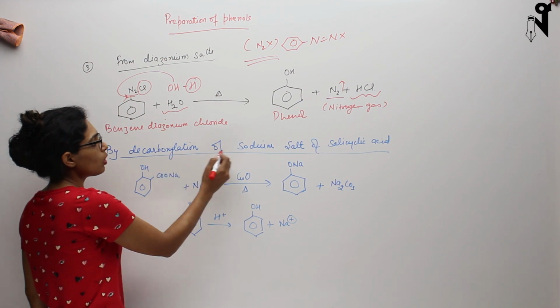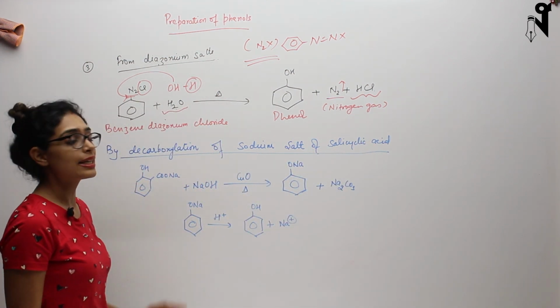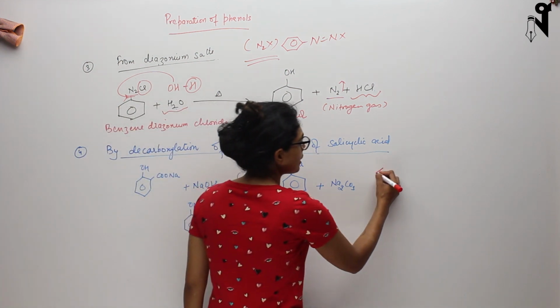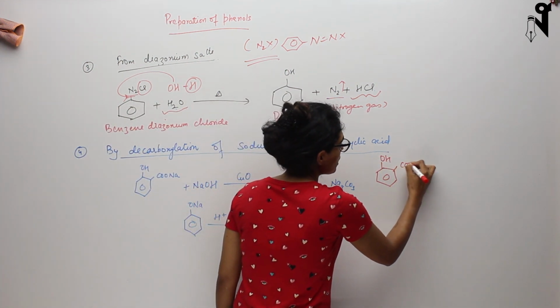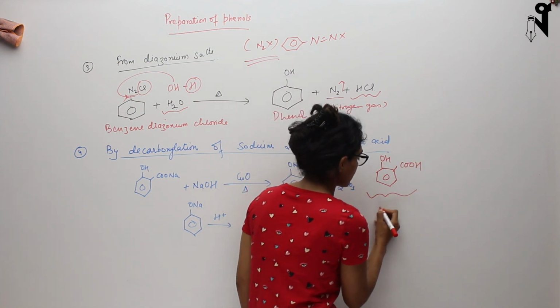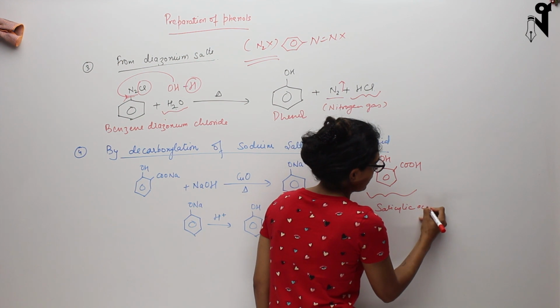This is by decarboxylation of sodium salt of salicylic acid. First of all, in this we need to know what salicylic acid is. Salicylic acid is a compound of phenol with the carboxylic acid on it. So this is my salicylic acid. This is salicylic acid. Okay.